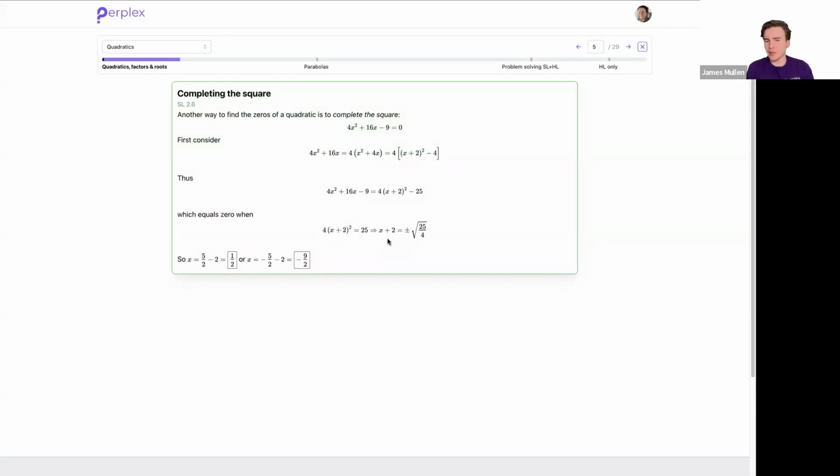You do that any time you take the square root of both sides: you need to have your plus or minus. And because the root of 25 over 4 is 5 over 2, because 5 squared is 25 and 2 squared is 4, I have x is plus or minus 5 over 2 minus 2. So either 5 over 2 minus 2, which gives 1 over 2, or negative 5 over 2 minus 2, which gives me negative 9 over 2.